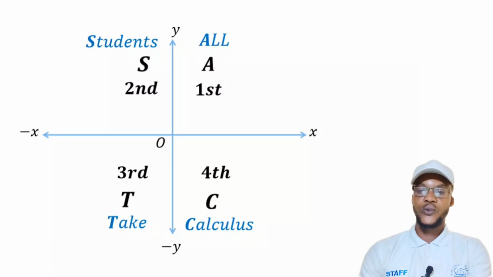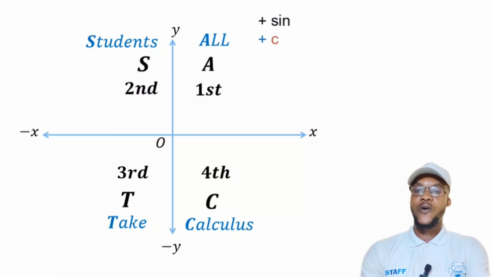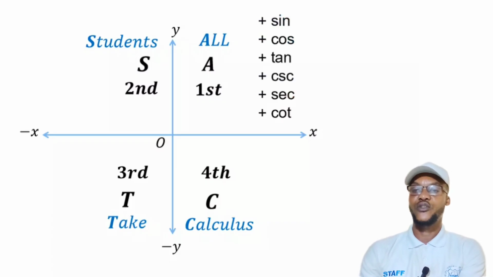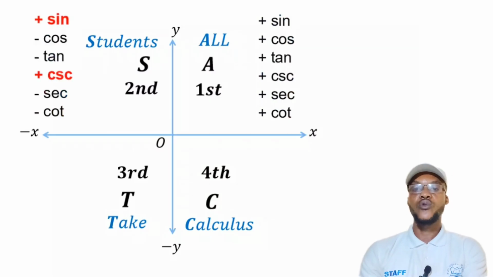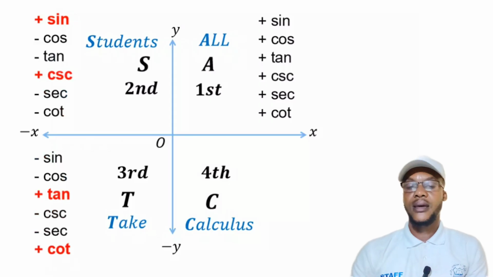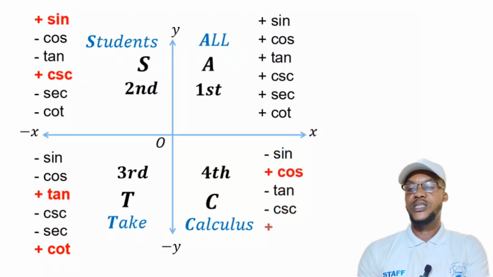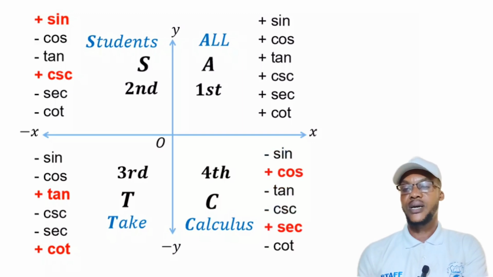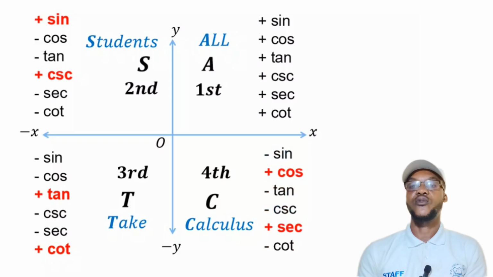You see that for the first quadrant, all of them are plus, plus, plus, plus, meaning that they are all positive. Now, if you go to the second quadrant, you realize that it is only the sine and its reciprocal which are positive. The rest are all negative. You go to the third quadrant, it's also only the tan and its reciprocal that are positive. And then in the fourth quadrant, you see only the cos and its reciprocal are positive. So that is what we are talking about.